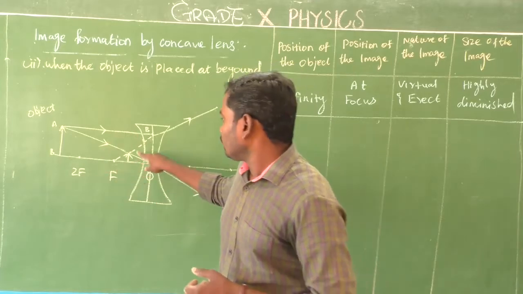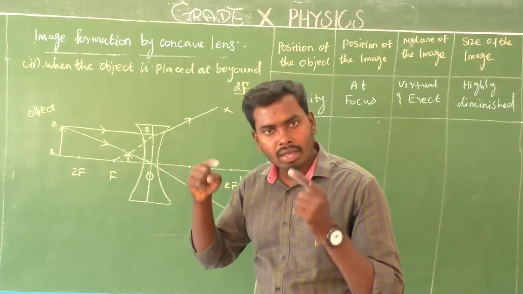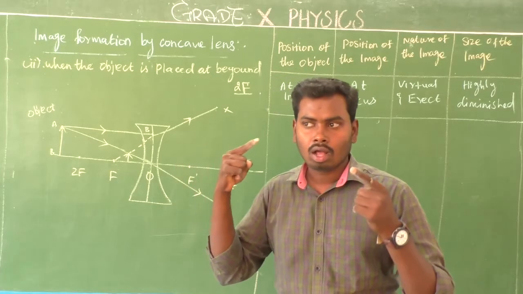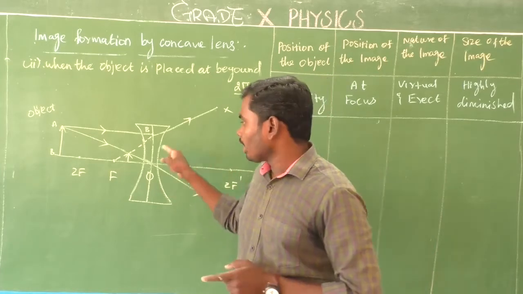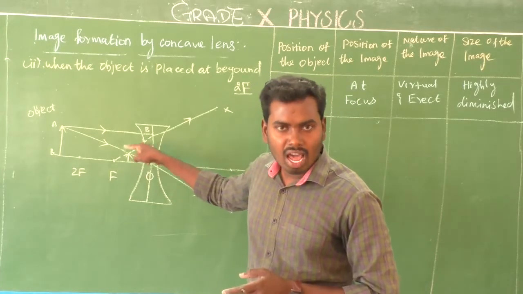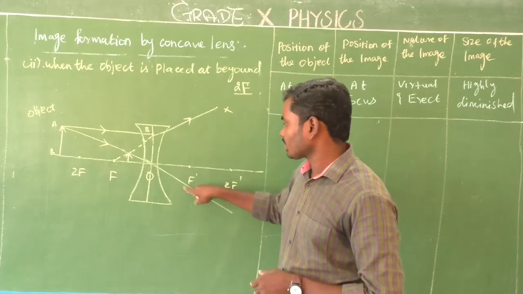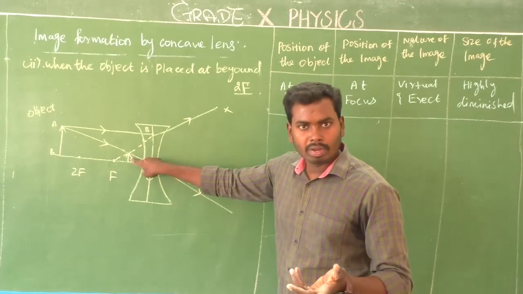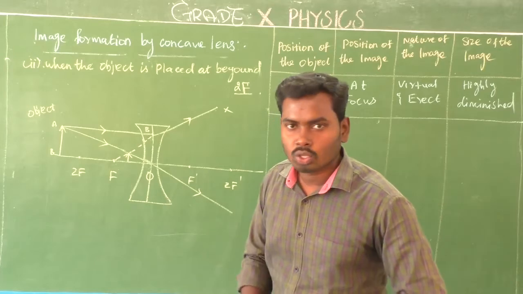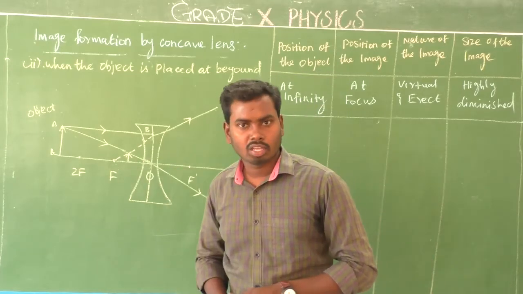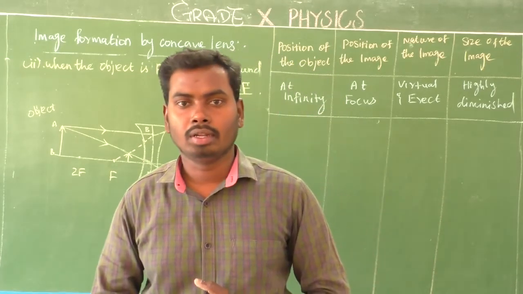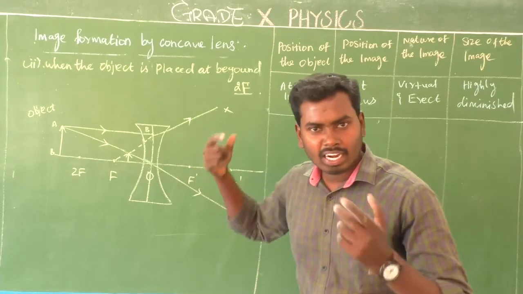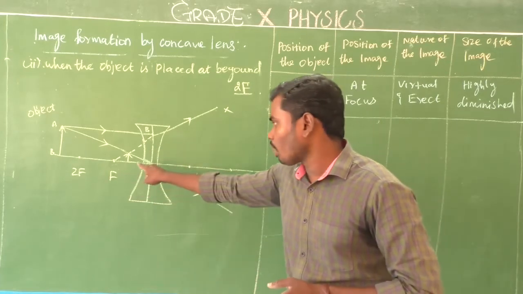So here the two refracted rays never actually intersect together. They appear to meet at a single point. There will be image formation. If we extend the rays at the back side, the two refracted rays appear to meet each other. That is the reason why there will be image formation. Don't get confused. It's very simple. Here the two refracted rays appear to meet at a single point, so there will be image formation.